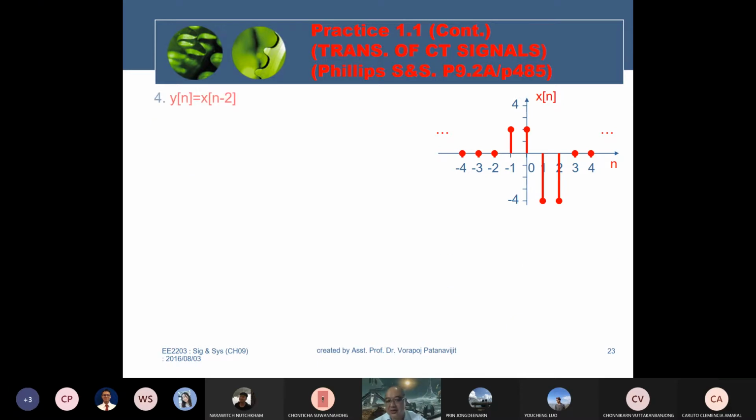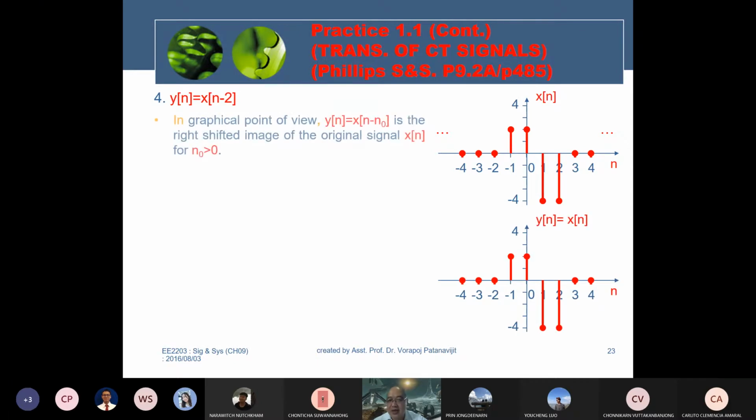Okay, now next one. yn equal to xn minus 2. xn minus 2 means you need to take the time shifting. In the graphical point of view, yn equal to xn minus n naught is the right shifted image of the original signal xn when n naught is greater than 0. And in this form, you can see that n naught equal to 2. If n naught equal to 2, you shift to the right by 2 points. 2 points here.